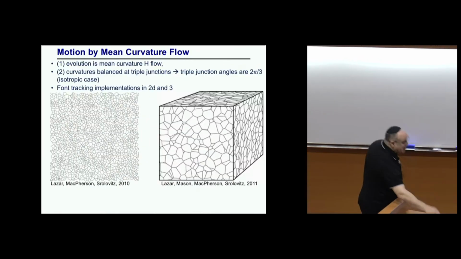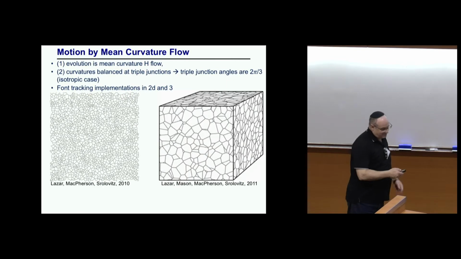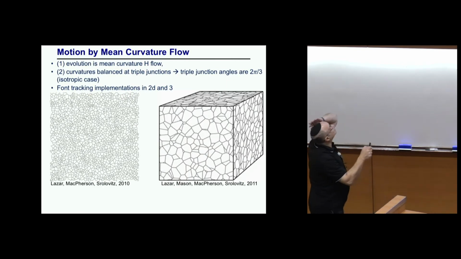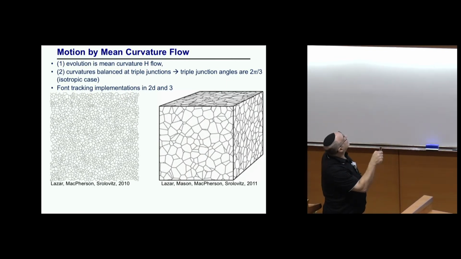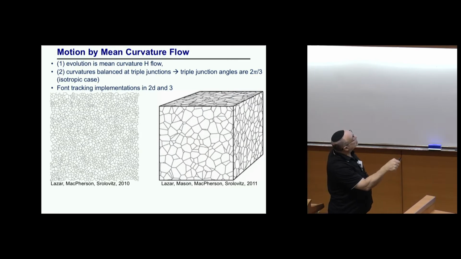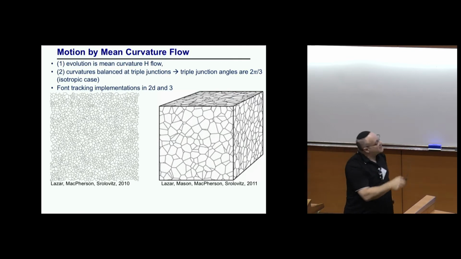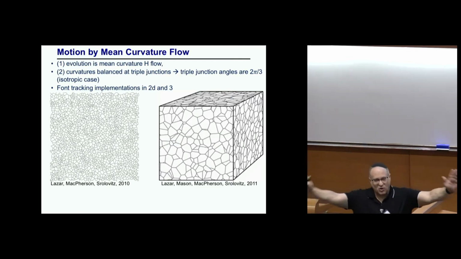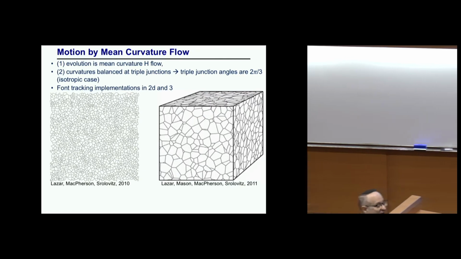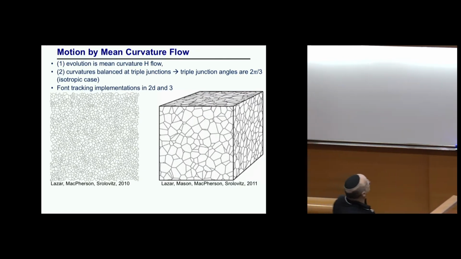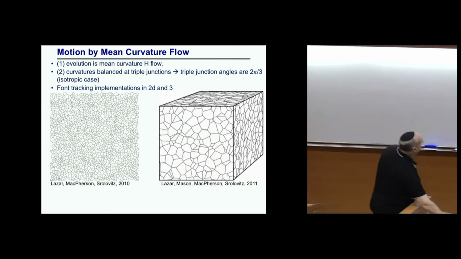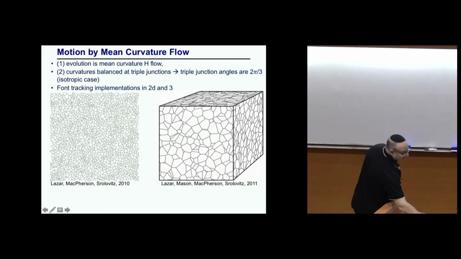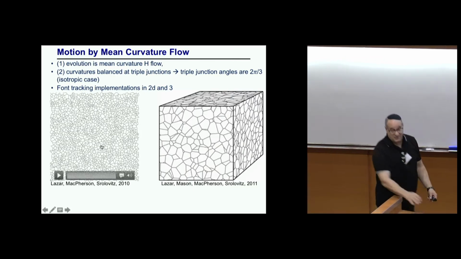Since we know a lot about this problem, and it's just mean curvature flow, if you look at the junctions along which three grain boundaries meet, and the material is isotropic, then these domain walls meet at an angle of 2π/3. And if I take that as a boundary condition, I can just do front tracking to watch the evolution of these structures.